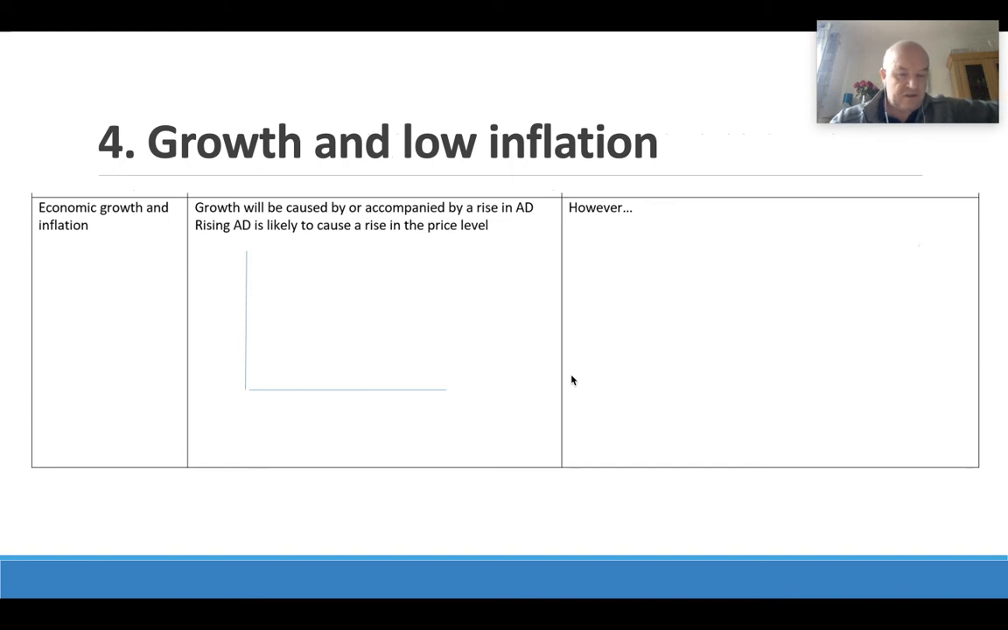Obviously, growth and low inflation is one of the big ones, and again, thinking about how we might be able to balance those two things. Growth clearly is going to be caused by or accompanied by a rise in aggregate demand, and the problem can be, if we've got rising aggregate demand, that can in certain situations cause a rise in the price level. And one of the nice things that you could do here is to show that graphically.